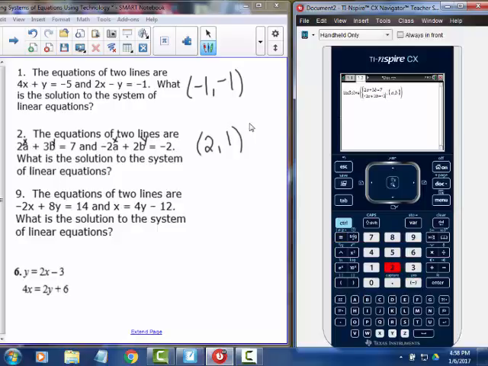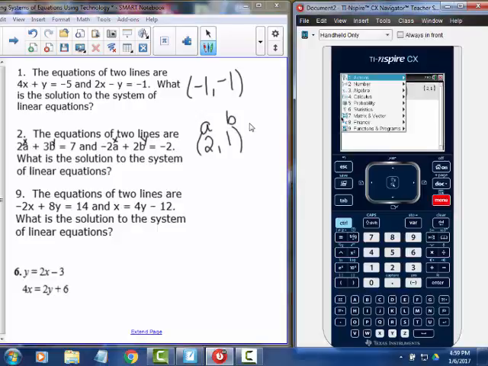Okay. I double check my screen, make sure I've got the right equations in there, and then I simply press enter. All right, and so you notice here it says A then B, so that means A is 2 and B is 1. So this is A and this is B. All right, let's try that with number 9.